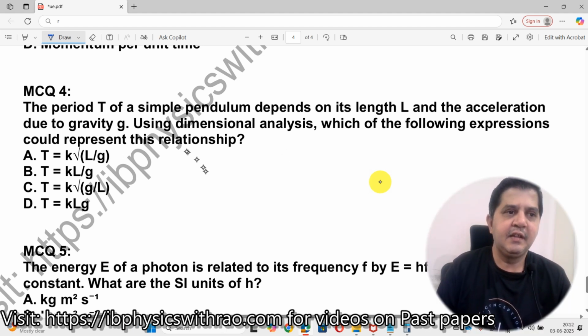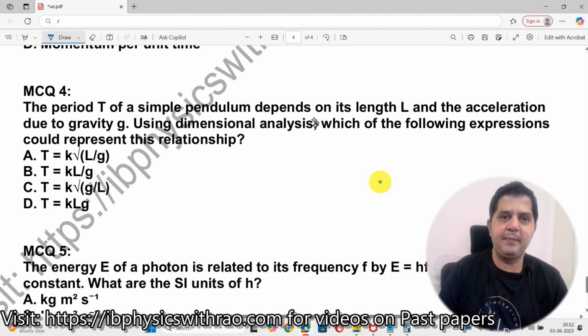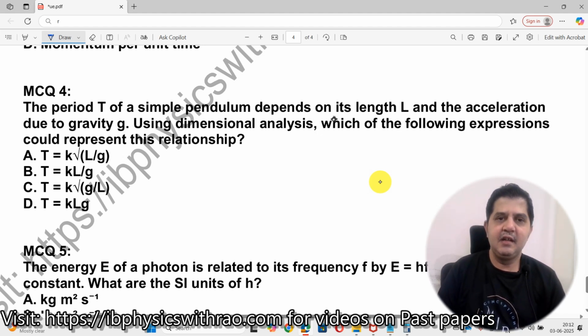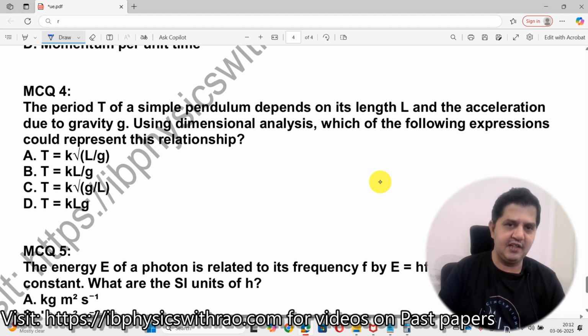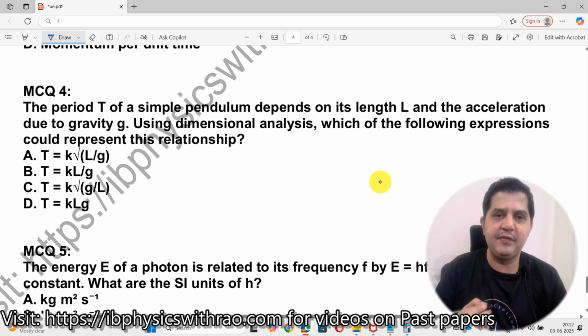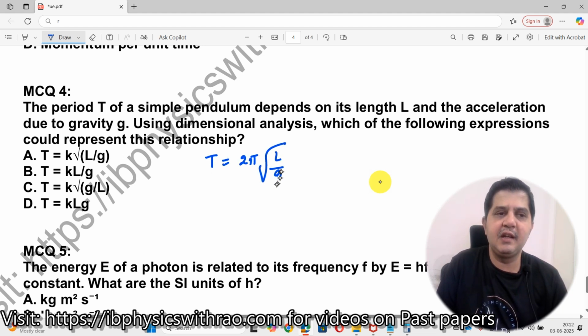Fourth question, the period T of a simple pendulum depends on its length and the acceleration due to gravity g. Using dimensional analysis, which of the following expressions could T represent using this relationship? Okay, so now if you know the question and if you are aware of the answer, then it becomes easy for you. We know that T is equal to 2 pi into root of L by g.